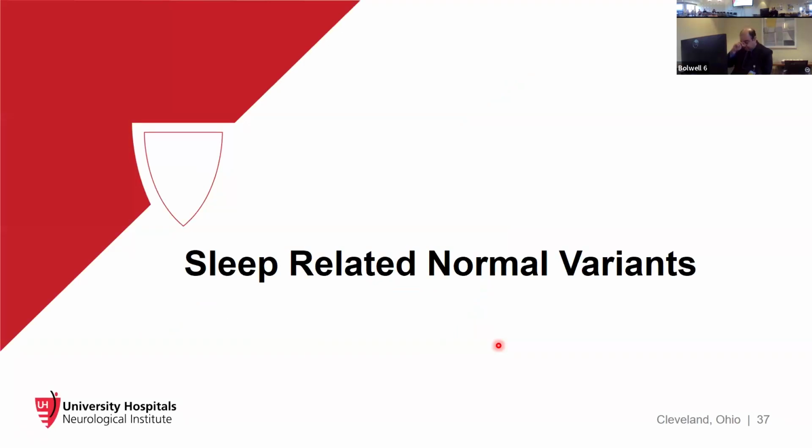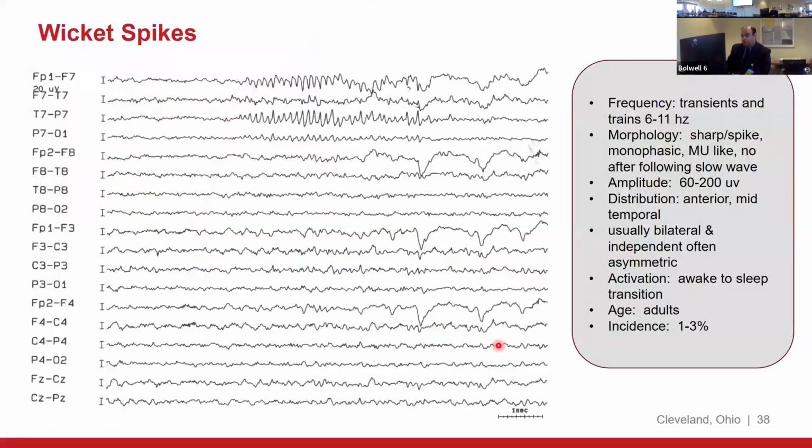Now, this is something which you will obviously see a lot. And the reason I'm showing you some examples here is because this is something that gets overcalled a lot as epileptiform. So one of the things you must familiarize yourself with while reading sleep-related studies are sleep-related normal variants, which look epileptiform but are not. And one of the most common ones is this.